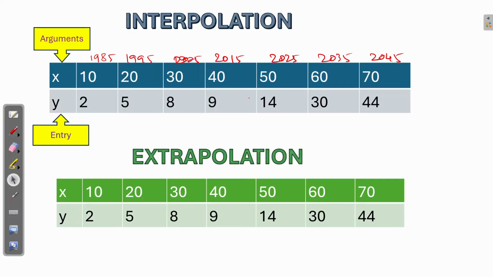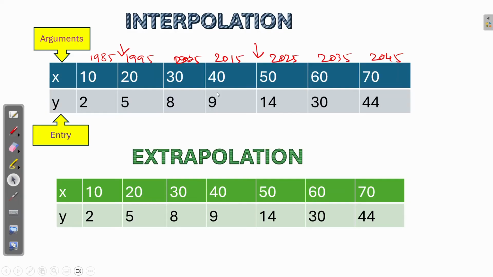Or for example, we know the population size in 1985 and 1995. Suppose I want to find it in the middle, 1986 or 1990, or here, 2016 or 2017, whatever it may be, we can easily find it with the help of the concept of interpolation. So that's why there is a need to study this particular topic.